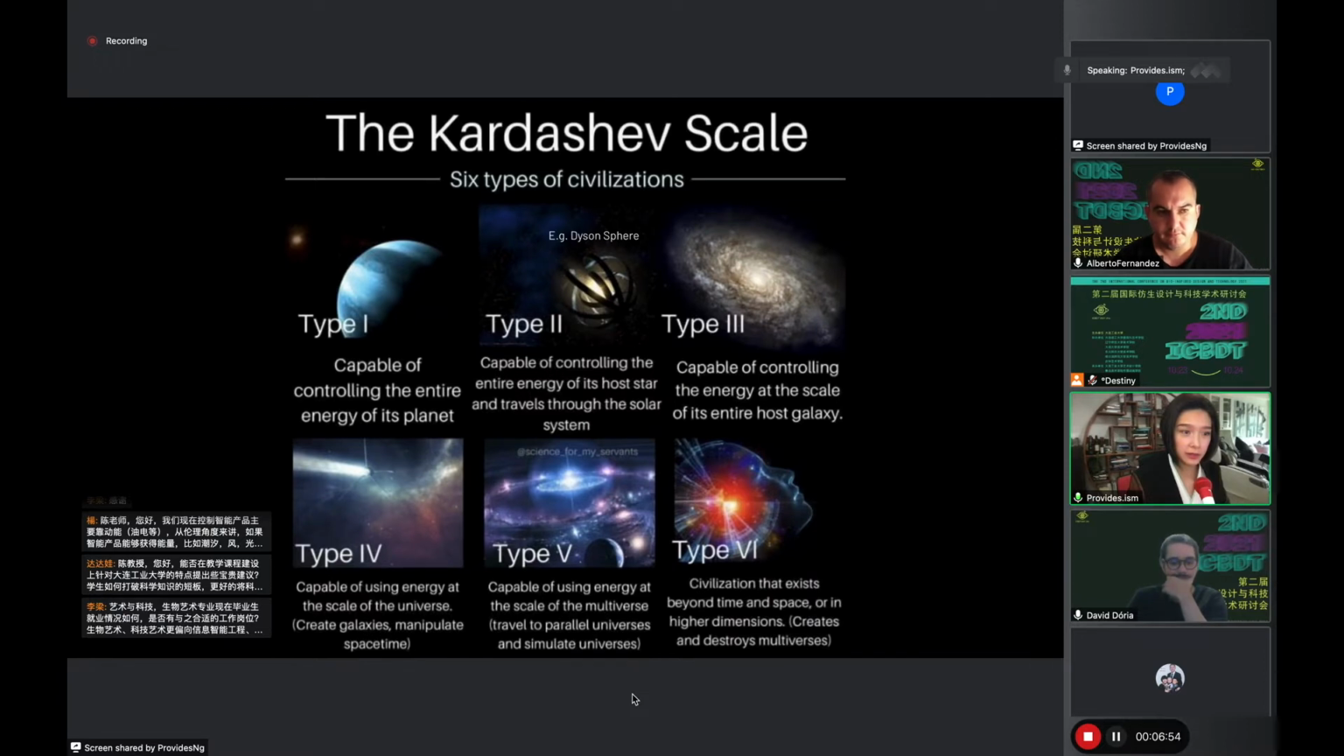Whereas a type 1 civilization would theoretically be able to at least cover the entire surface of its planet with renewable harvesters. So by now we should have realized that we humans can barely be considered as civilized through the lens of energy.